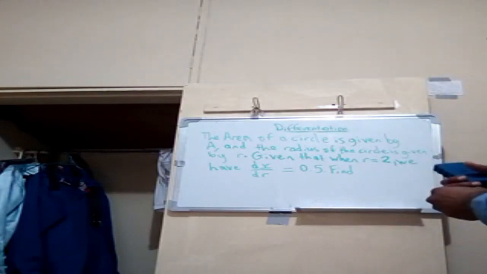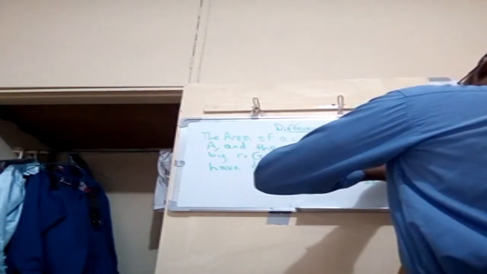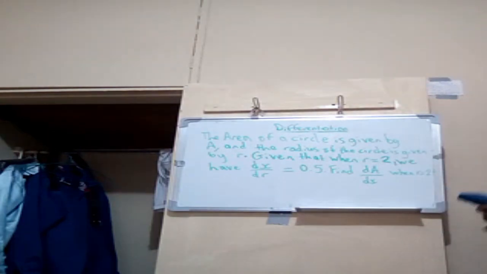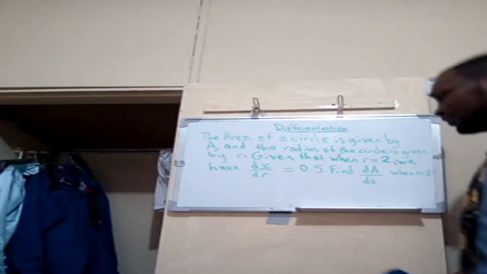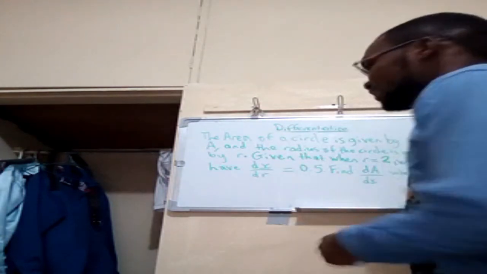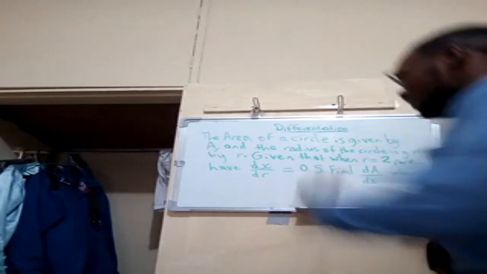So find dA by dx when r equals 2. Look at what this question says. It says the area of a circle is given by A, and the radius of the circle is given by R. Given that when R equals 2, we have dx by dr equals 0.5. Find dA by dx. I just made this question up out of my head, so the calculation might be a little bit rough. But let's have a look at it.